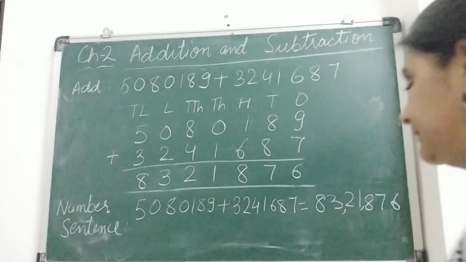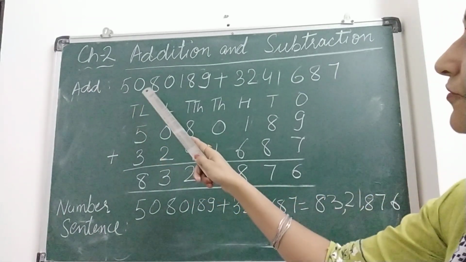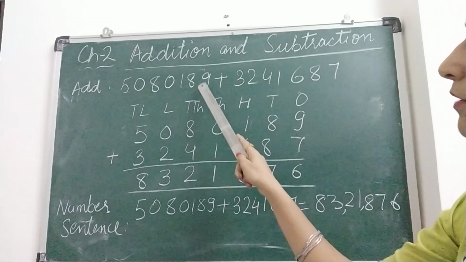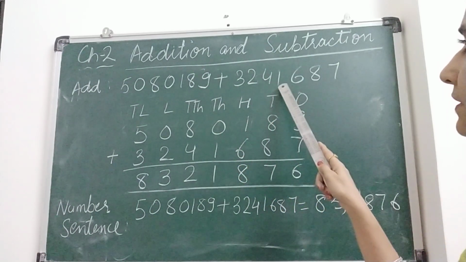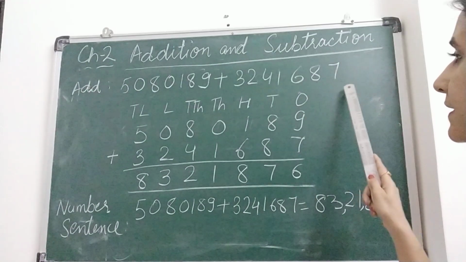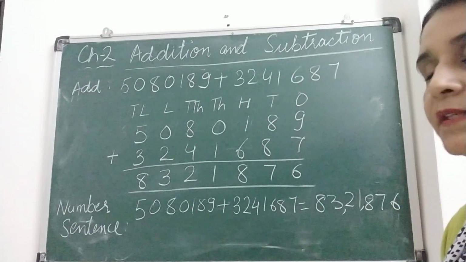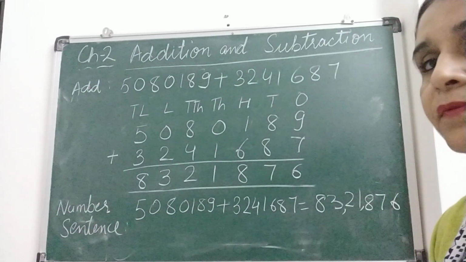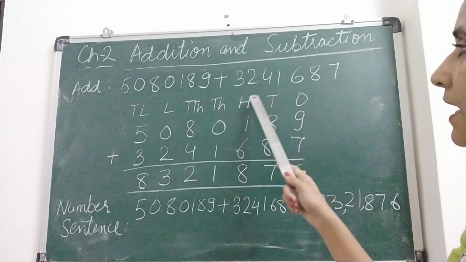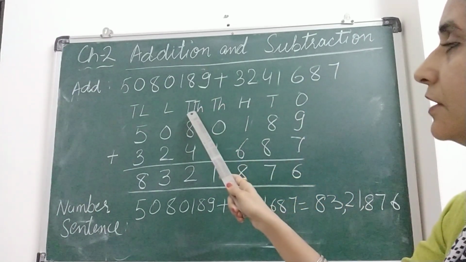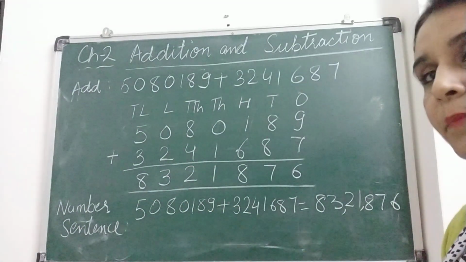Let's start. Here you can see on the board, add 50 lakh 80,189 and 32 lakh 41,687. We need to add both the numbers. So our first step is we will write a place value table in short. Ones, tens, 100, 1,000, 10,000, lakh, 10 lakh. And then we arrange the numbers in it.